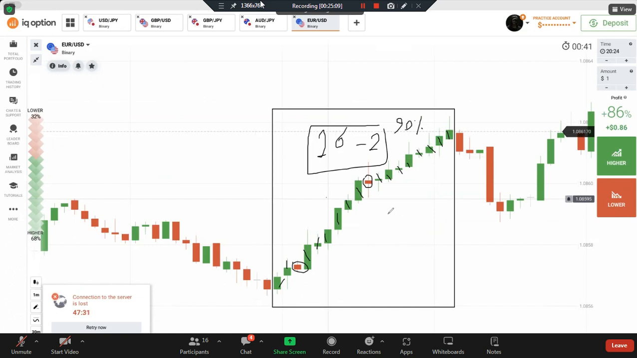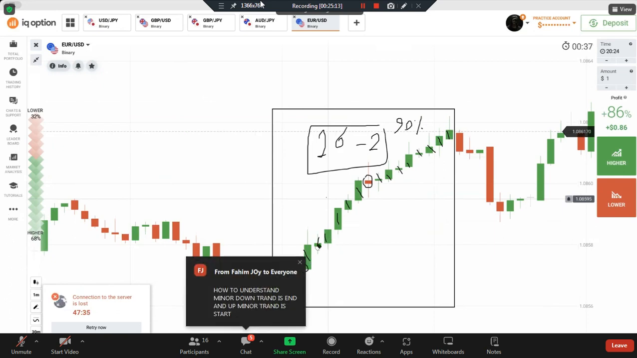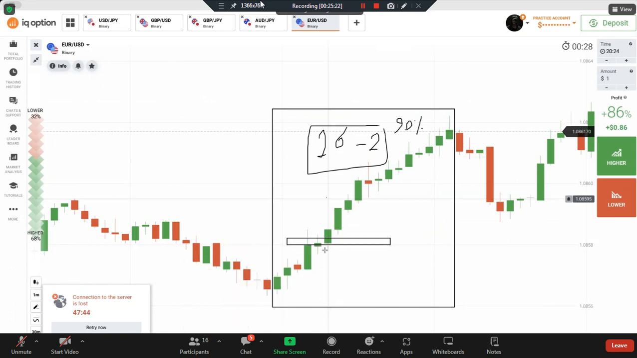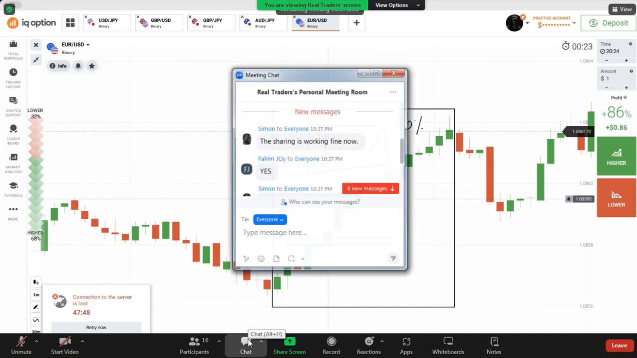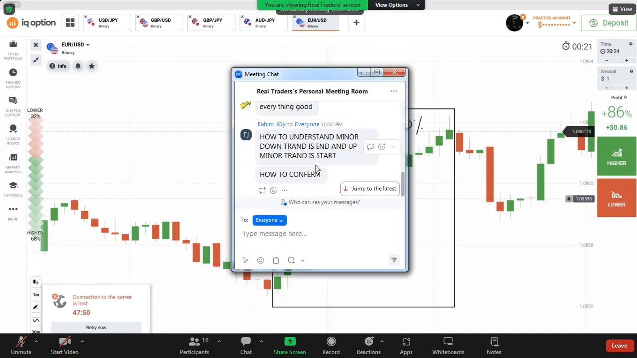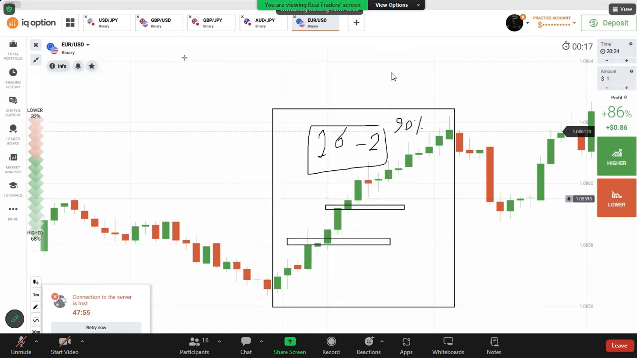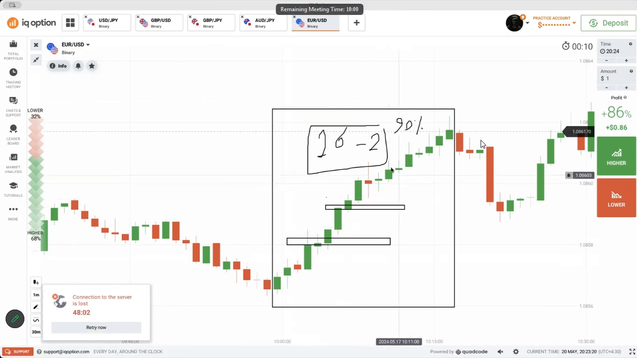I don't know why some people do this. They are seeing this market start to go up, right? And they are searching only for resistance. They draw a resistance here and place the lower option, they lose. Again, they find the resistance, they place a lower option, they lose. And like that, they are fighting with this uptrend. Why are you doing this? You have to follow it.